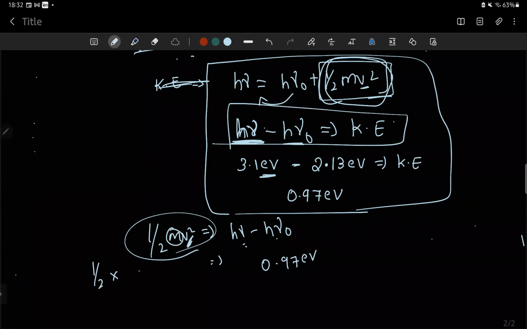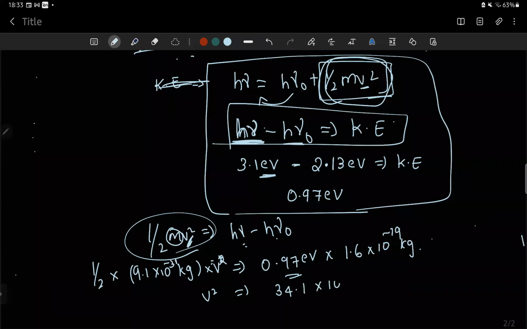mass of the electron என்ன 9.1 into 10 to the power minus 31 kilograms, into v square is equal to இந்த value வருது. கரெக்ட்டா? இது electron volts ல இருக்கு. So into 1.6 into 10 to the power minus 19 kg ல convert பண்ணிக்கிறோம். So இப்போ finalஆ இத simplify பண்ணீங்க அப்படின்னா v square வந்து 34.1 into 10 to the power 10. v is equal to 5.84 into 10 to the power 5 meter per second அப்படின்னு வரும்.